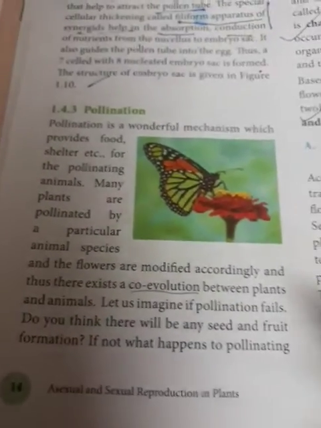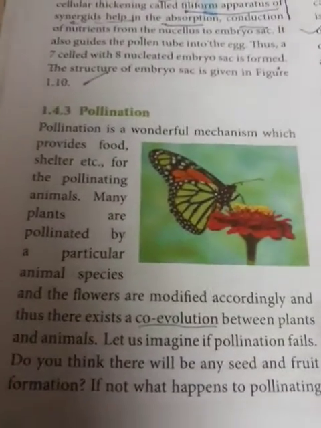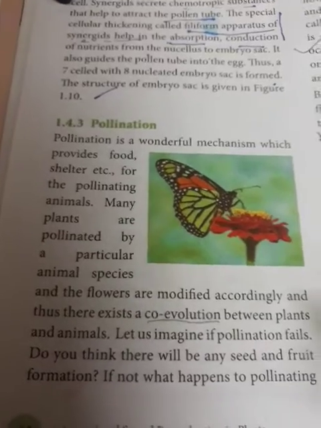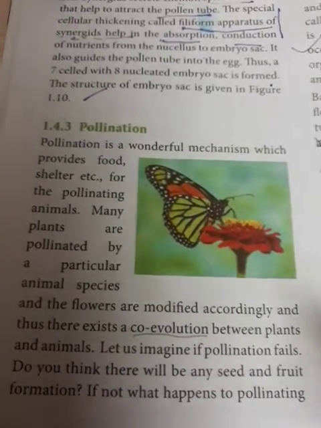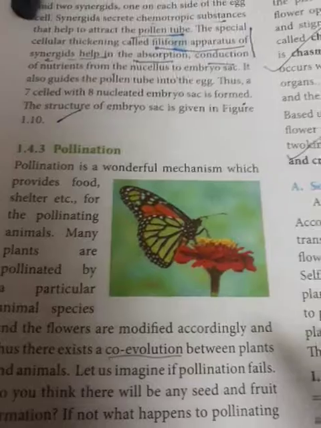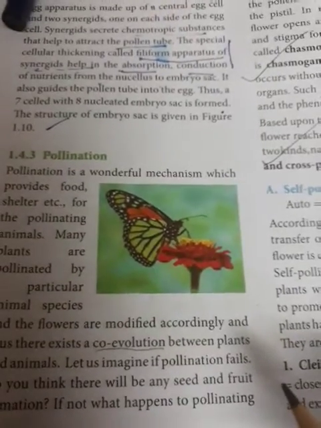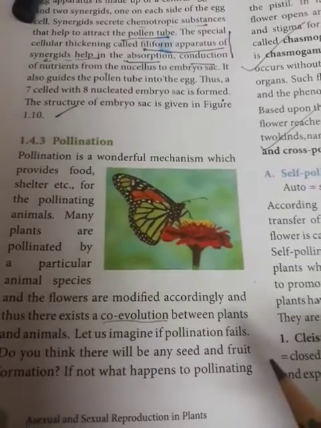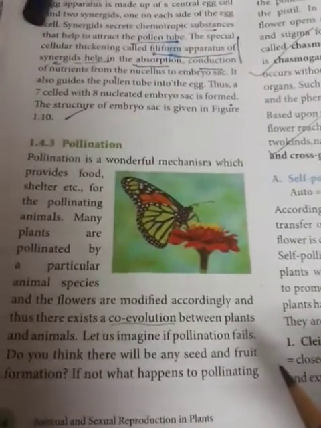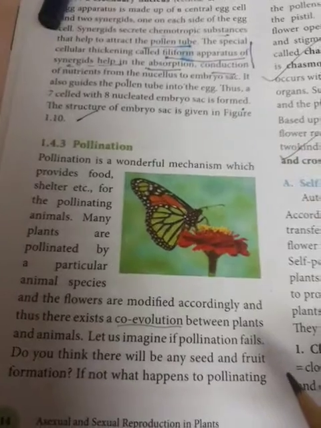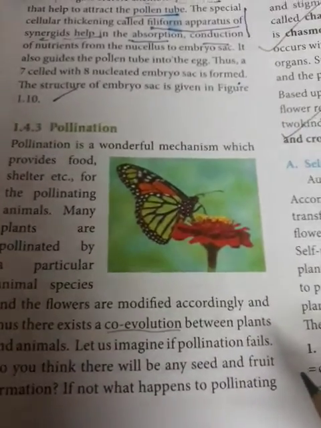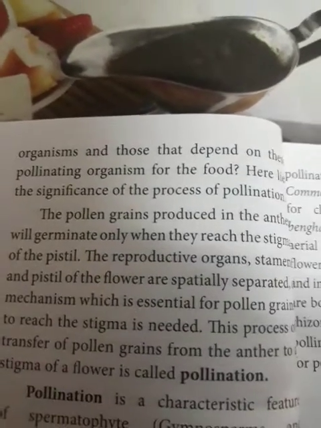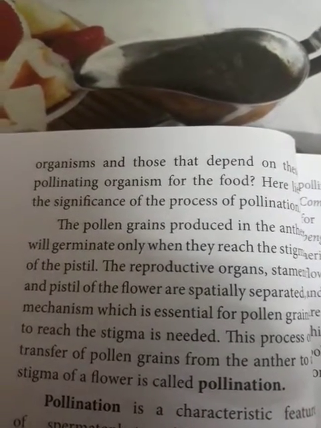Let us imagine if pollination fails, what will happen? Will there be any seed or fruit formation? Sure, there will be no fruit formation, because the second stage of sexual reproduction, which we have already discussed, called fertilization, will not take place if pollination doesn't take place. If not, what happens to the pollinating organisms and those that depend on these pollinating organisms for food?